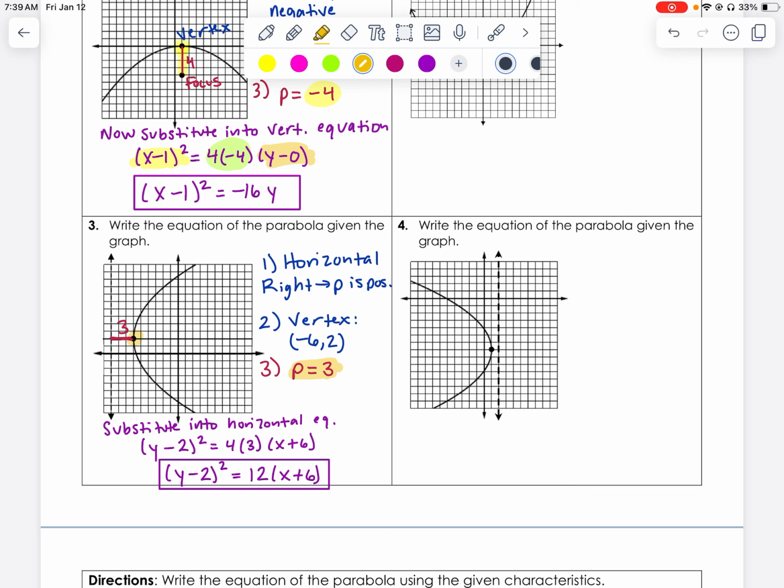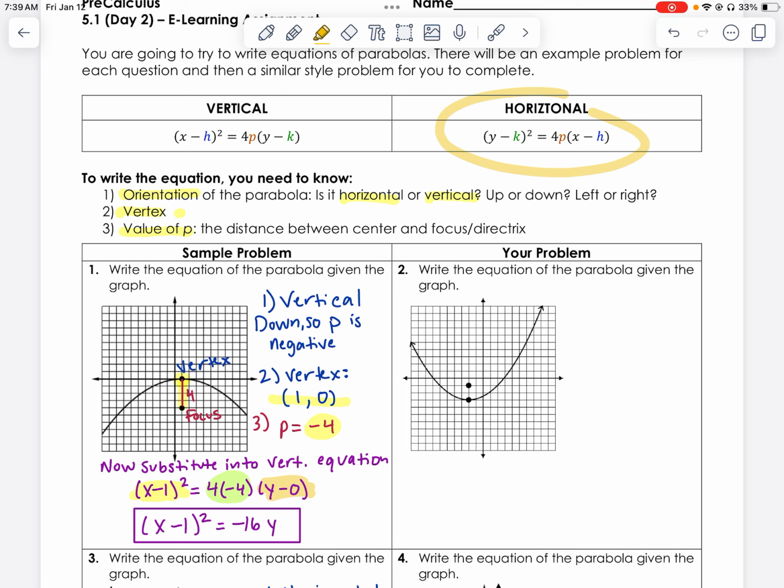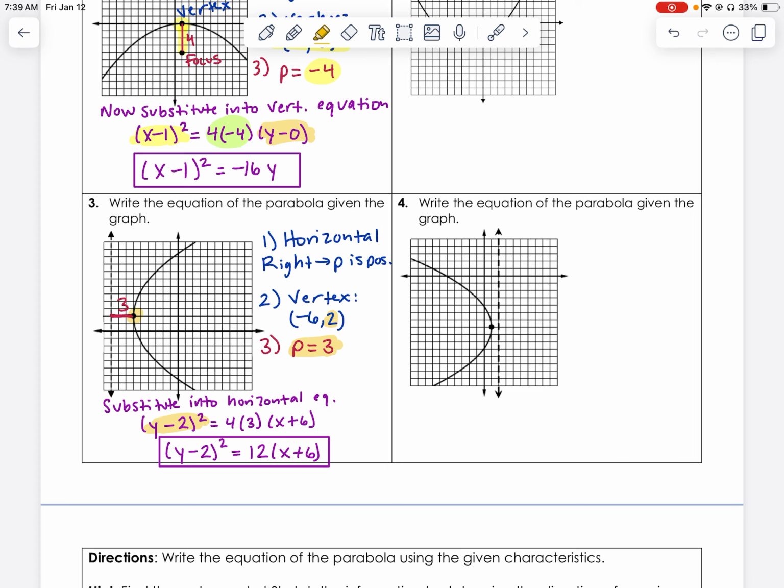Okay, now the next thing that we need to do is we're ready to substitute into our equation. The one thing we want to be careful about is it is reversed. So remember, k is the y value of the vertex. So y minus k. So I take the y value, which is 2, and I have y minus 2 all squared.